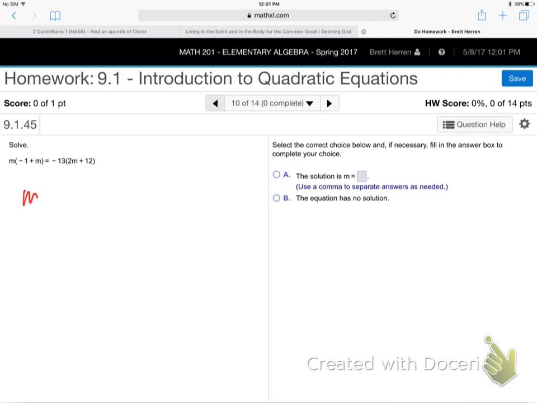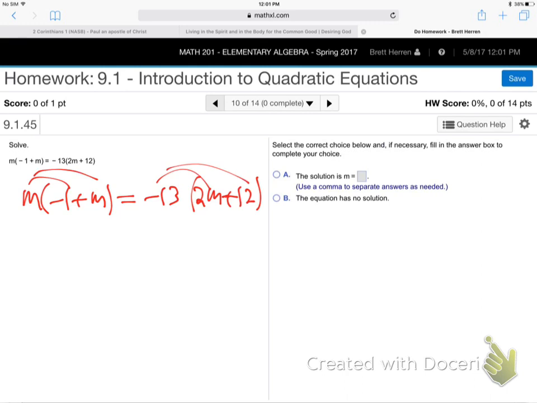All right, so (m minus 1)(m plus 12) equals minus 13, 2m plus 12. First step is just go ahead and distribute on those. Does that make sense? Just multiply, distribute, and then you'll get an m squared, and you know what to do from there. Get everybody to the m squared side, 0.